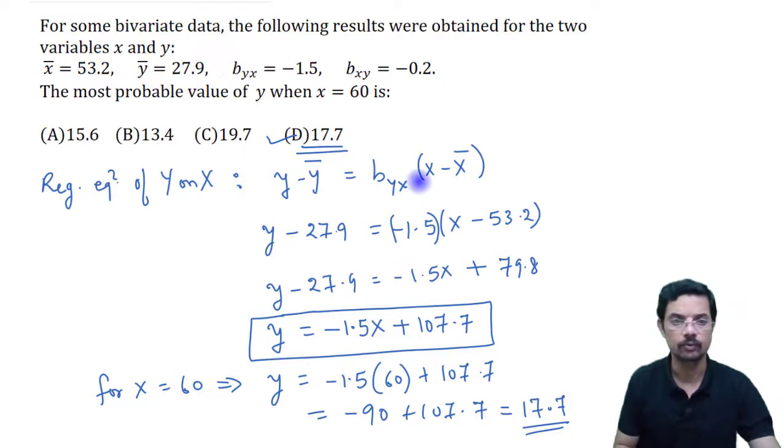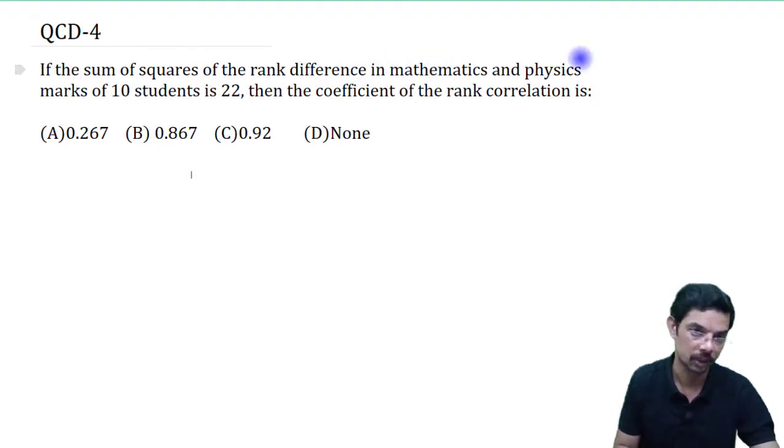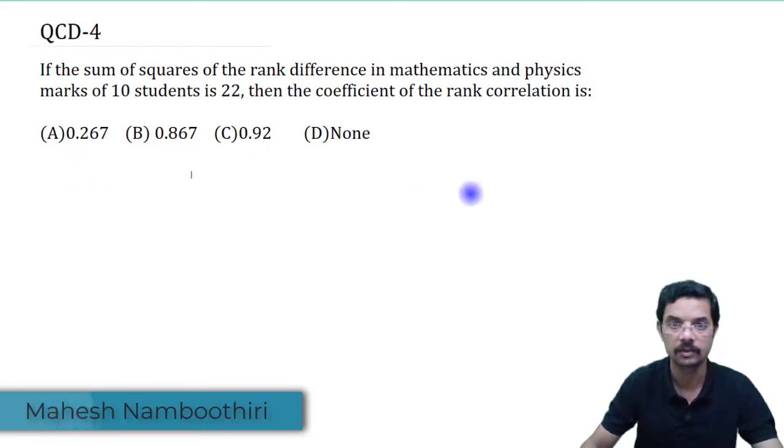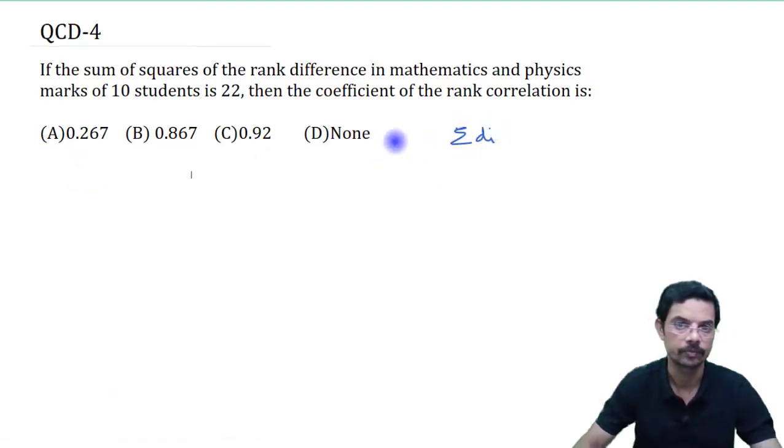Now let us move on to the next question, question number 4. What is given to us? Let us try to understand. The sum of squares of the difference of ranks in mathematics and physics is given to you for 10 students, and that is 22. Sigma di square is given to you.